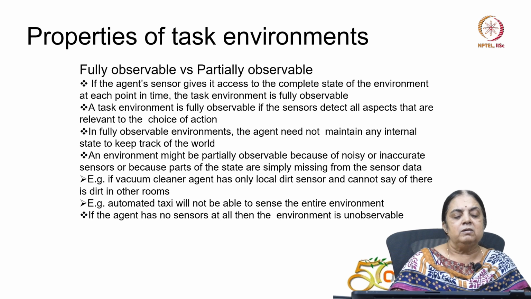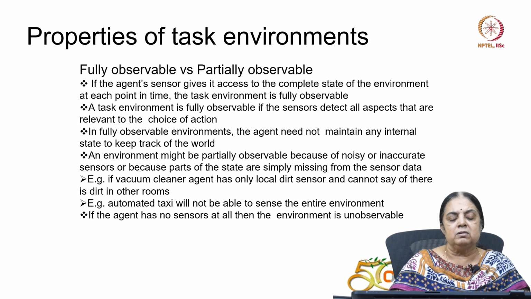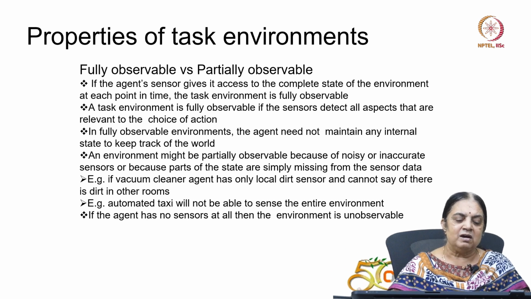If you look at the taxi driver in the taxi environment, it's not fully aware of the environment, only of that part of the environment around it, depending on the sensors that it has, right? So that is actually only partially observable. Now if you look at the vacuum cleaner agent, it may not be aware of the entire set of rooms, right? It may be only knowing whether dirt is there in that particular room or not. It may not know what happens in the other rooms. So again, that would be partially observable.